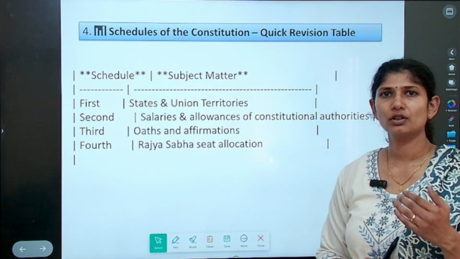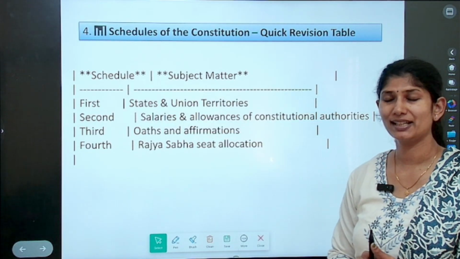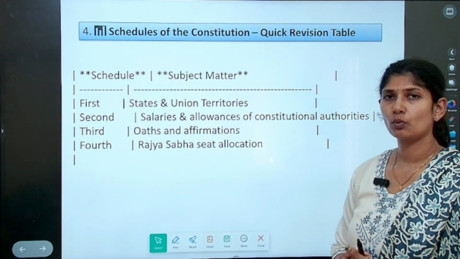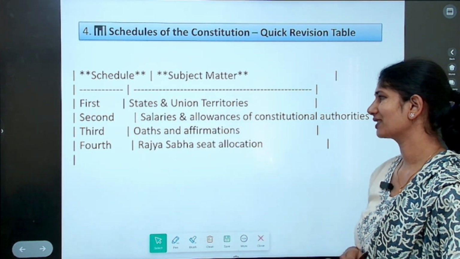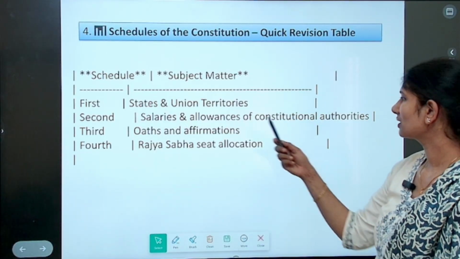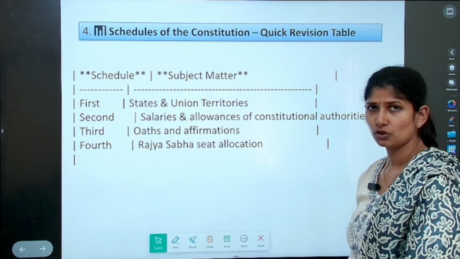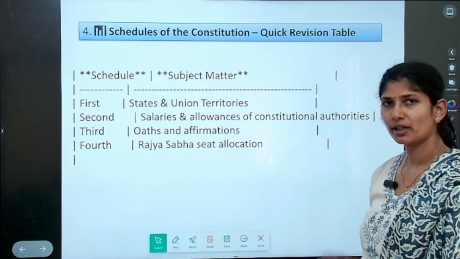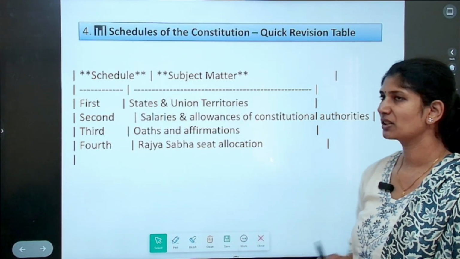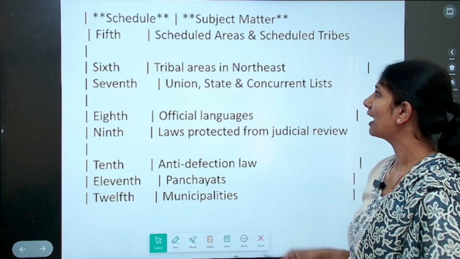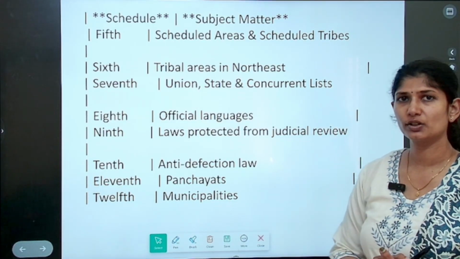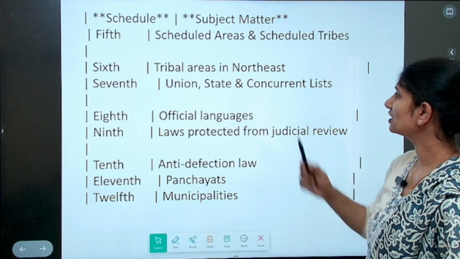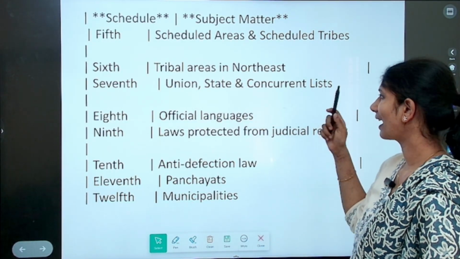Now we'll take a look at all of the schedules. Like I told you, we originally had 8 schedules. As of now, we have 12 schedules. We will see what the schedules are. The first schedule speaks about the states and union territories. The second schedule is about the salaries and allowances of constitutional authorities. The third schedule speaks about oath and affirmation. It would be better if you learn all 12 schedules by heart. The fourth schedule speaks about Rajya Sabha seat allocation. The fifth schedule speaks about scheduled areas and scheduled tribes. The sixth schedule speaks about tribal areas in the northeast. The seventh schedule is about the union, state, and concurrent lists.